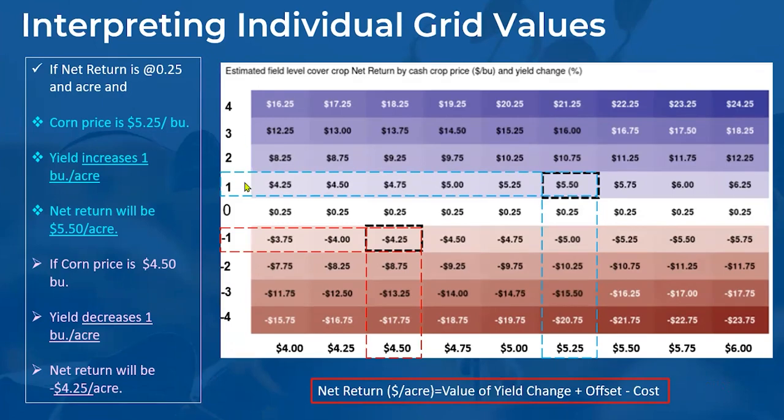bushel an acre increase in yield, instead of your dynamic net return being 25 cents an acre, it is now $5.50 an acre. If the market price of grain goes down to $4.50 a bushel and you lose 1 bushel of yield per acre, now your dynamic net return value is a negative $4.25 an acre.